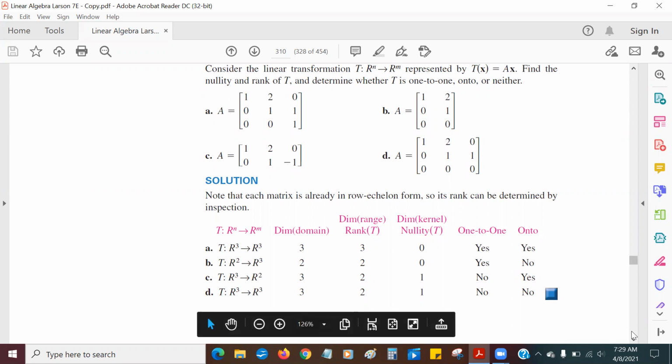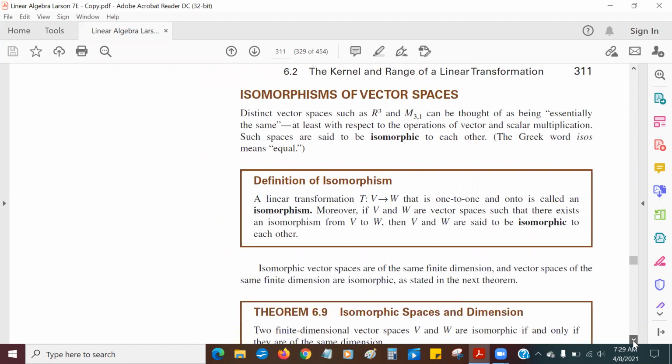So let's now talk about what happens when some of you may have noticed that a vector in R3 looks like a matrix in M31. That's just a three by one column matrix. The truth is, even if you look at R4 and M22, they're kind of the same thing because they both have four components, a, b, c, d, whatever you want to call them. So when two vector spaces are kind of the same thing, we call them isomorphic. Iso meaning the same.